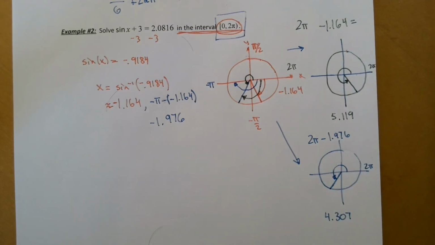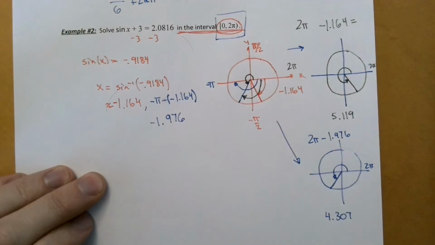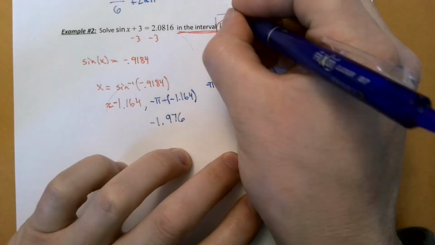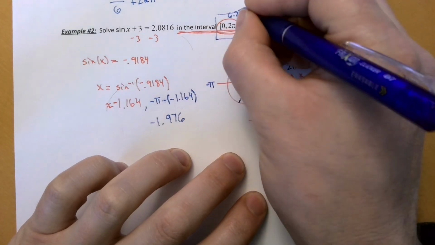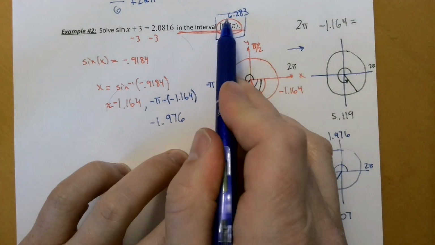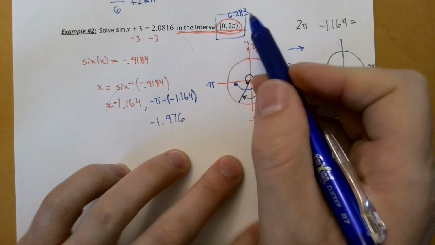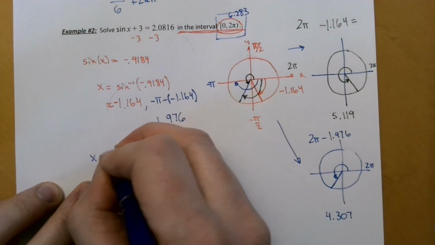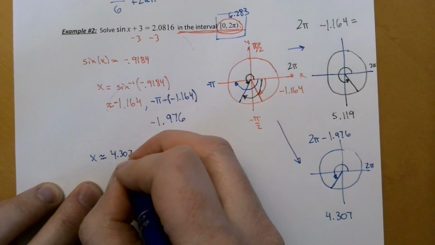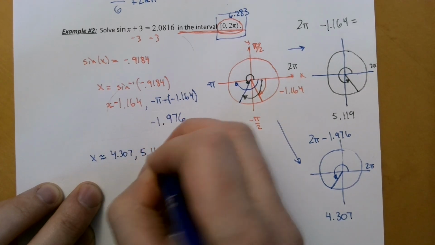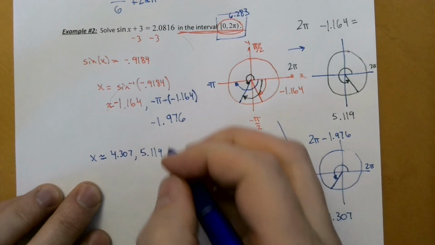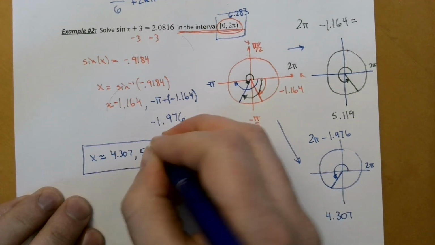Okay, so we have now trapped our values between 0 and 2 pi. By the way, if you want to know what 2 pi is as an approximation, that's 6.283. So 4.307 is less than that. 5.119 is also less than that. So the correct answers are these two values. Now, if we had not had this restriction, we actually could have just taken these and added 2k pi to them, and we'd have all possible values.